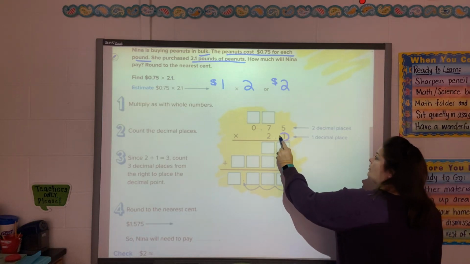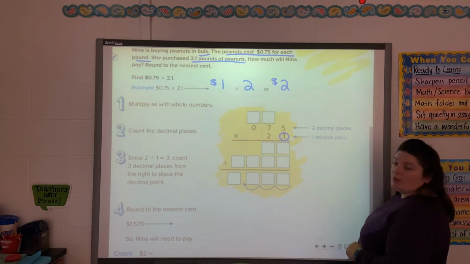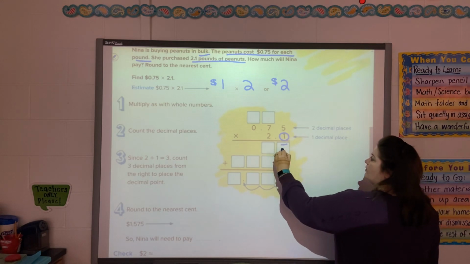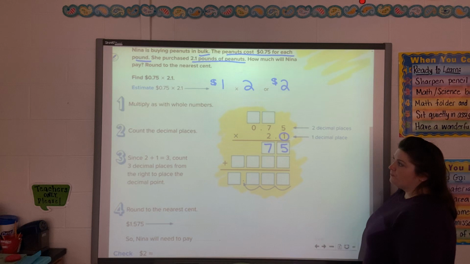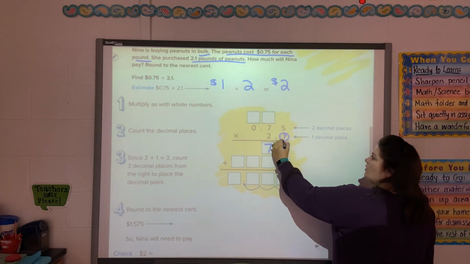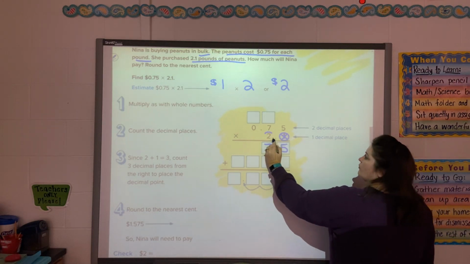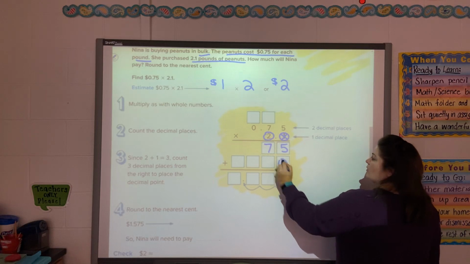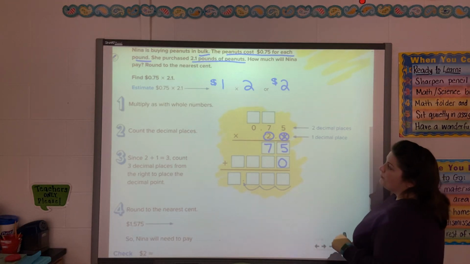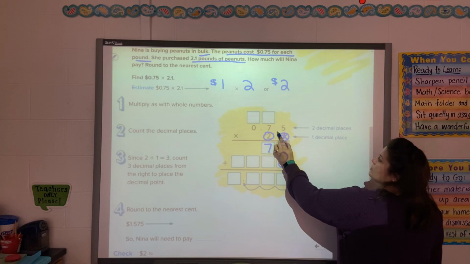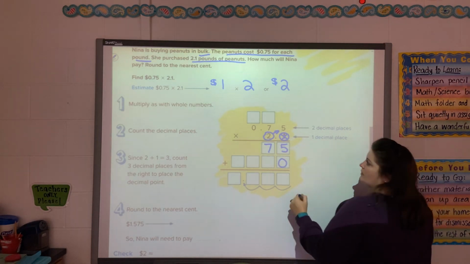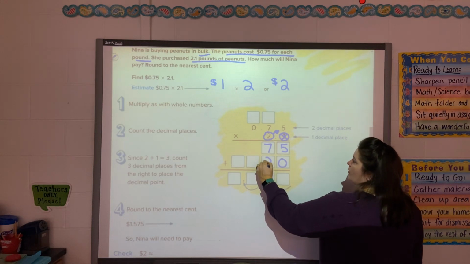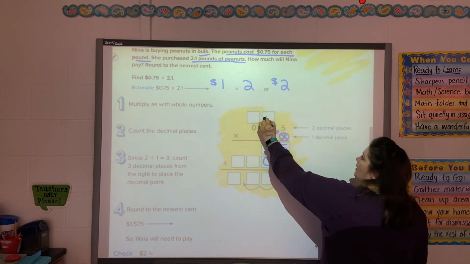Starting with our 1, we multiply it 1 times 5 and 1 times 7. We're done with the 1. We now move over to the 2, which means we have to drop a 0. Don't forget to do that. 2 has to share over to the 5. 2 times 5 is 10. I put my 0 down and I carry my 1.